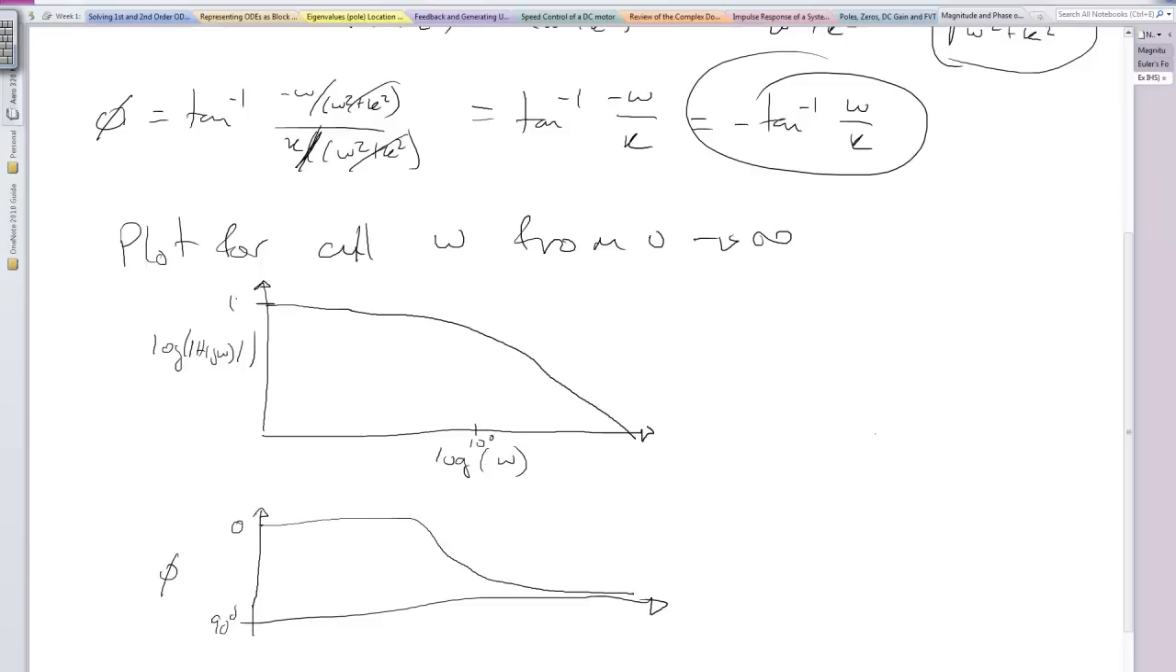So for your in-class group exercise, number 3, I want you to go through the same process, but for a mass spring damper system.